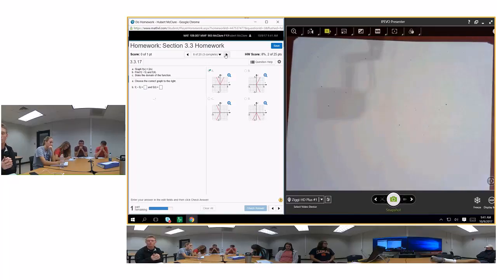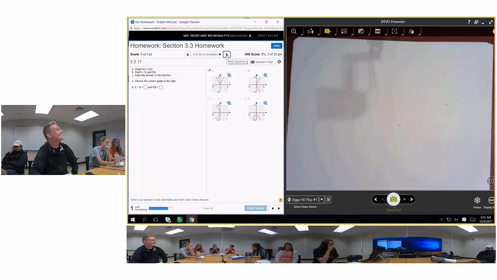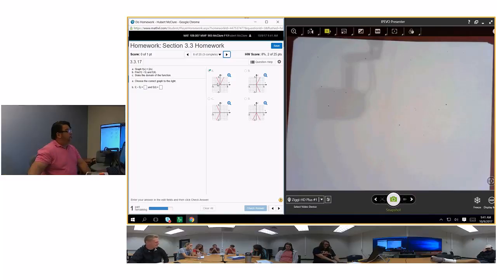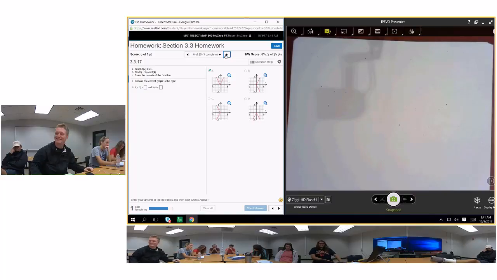Next. Domain, and what would the domain be for that function? All real numbers.